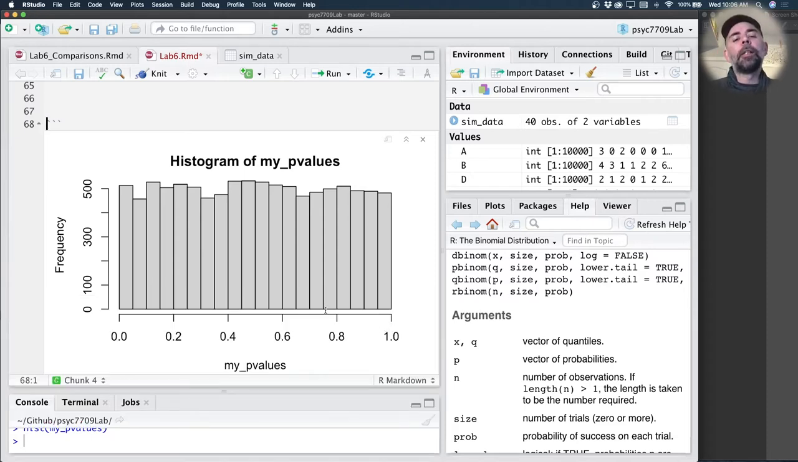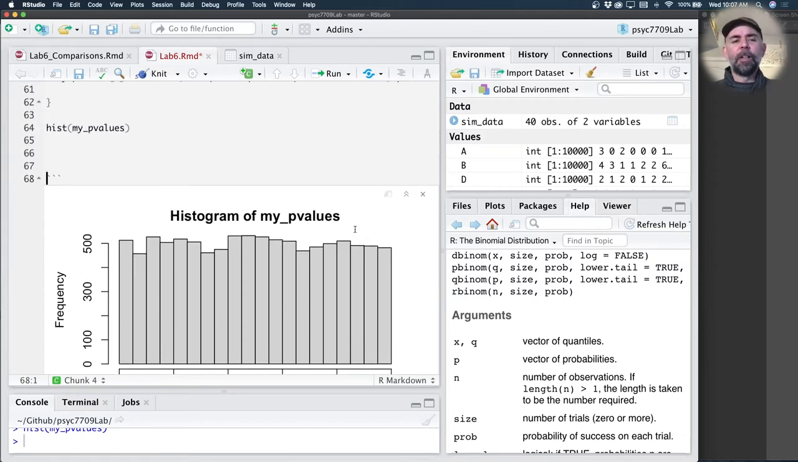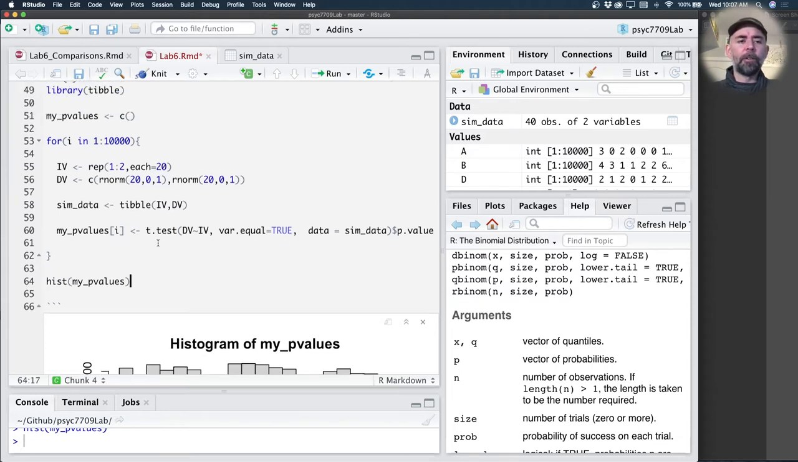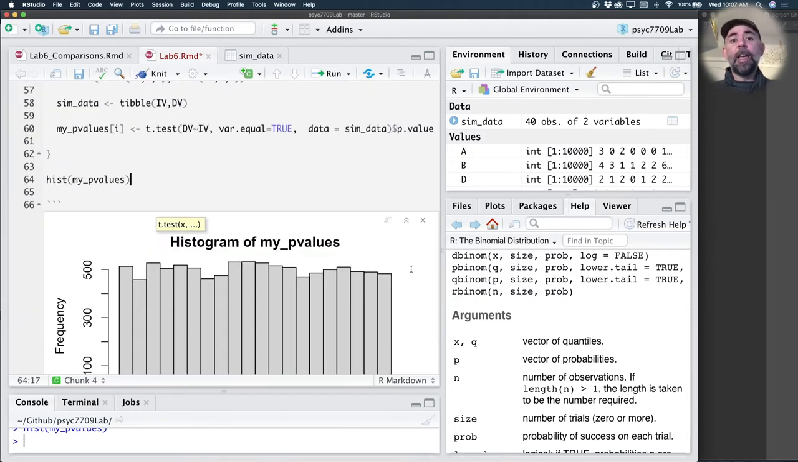And the answer to the question is effectively, you should find a flat distribution here. Every p-value that you could find between 0 and 1 has an equal chance of occurring. That's the kind of insight here. When you're talking about the likelihood of finding particular p-values under the null, you are likely to find any of the values between 0 and 1 equally frequently.